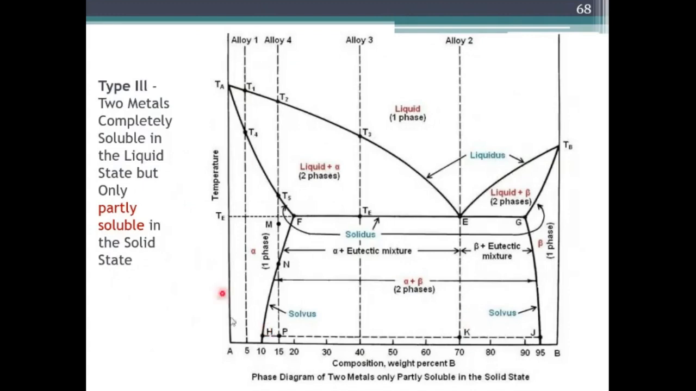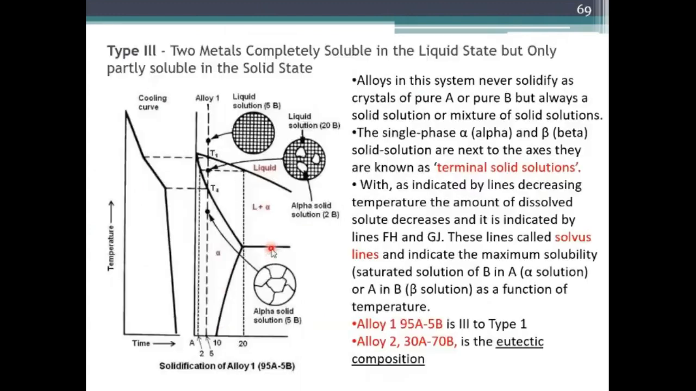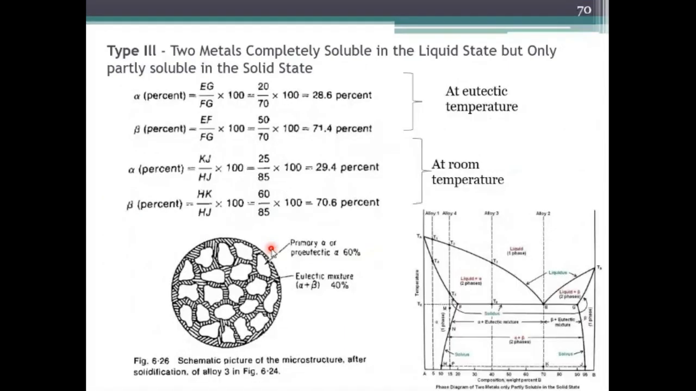Type 1 means this one phase, this type 1 phase. Okay, so these are the various notations in which the solidification of an alloy can be categorized. By how much percent alpha is there, how much beta is there, can be calculated at the eutectic temperature or at room temperature.